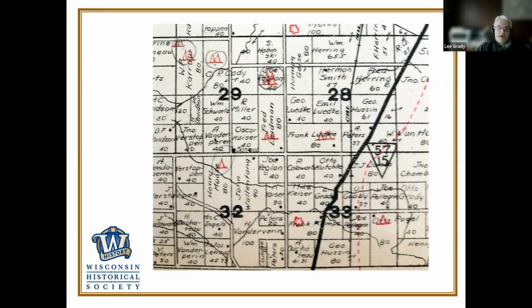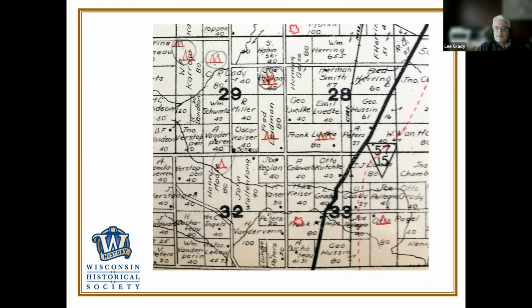The little triangle here is a campsite. The double triangle here is a village site. The little splotch right here to the left of section 30, in the left side of section 33, that is a sugar bush. So, Native American sugar bush. There's evidence of a sugar bush here.